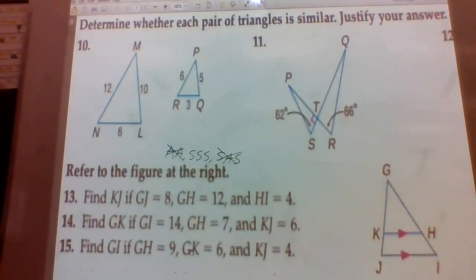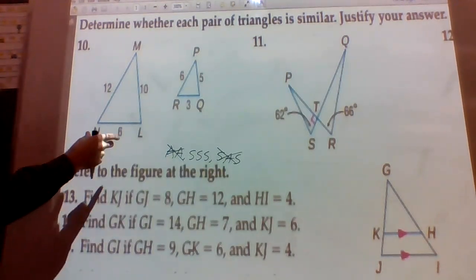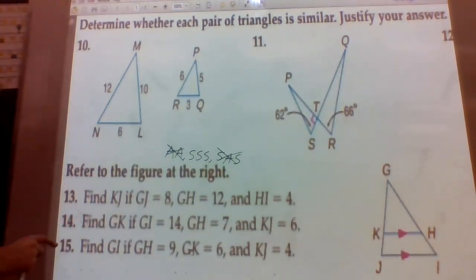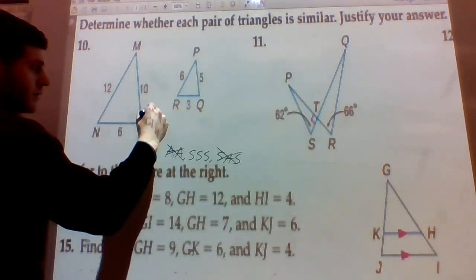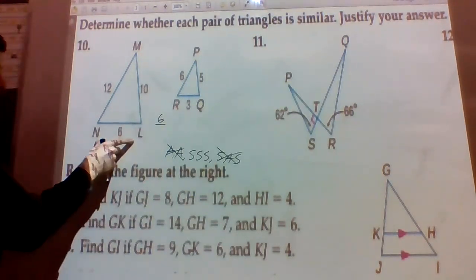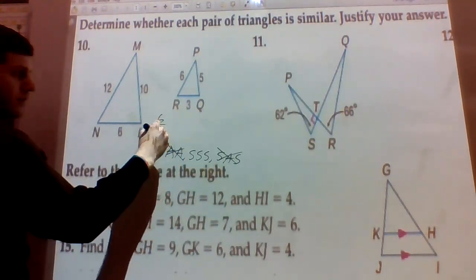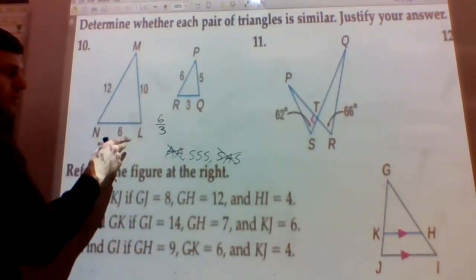In order to look for side, side, side, we need to show that the ratios of the corresponding sides are all going to be equal. So we're going to have to create 3 ratios, set them equal to each other, and see if that statement is true or not. Again, the way I would do this is I would look for the smallest numbers first. So we know NL is the smallest number. So 6 is going to correspond with 3. Right? NL is going to correspond with RQ.